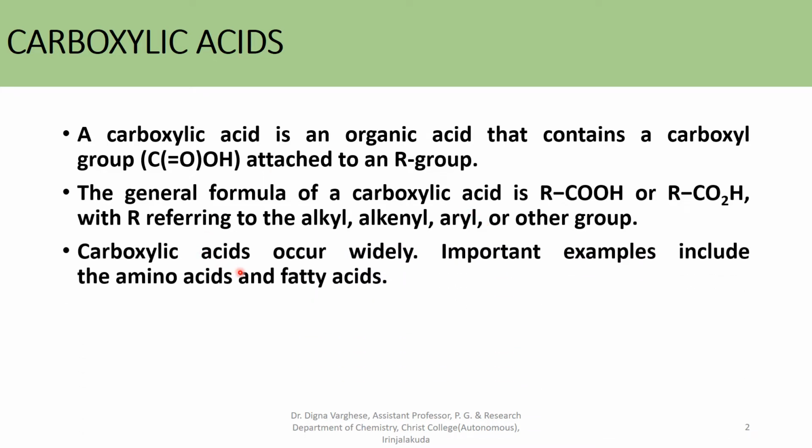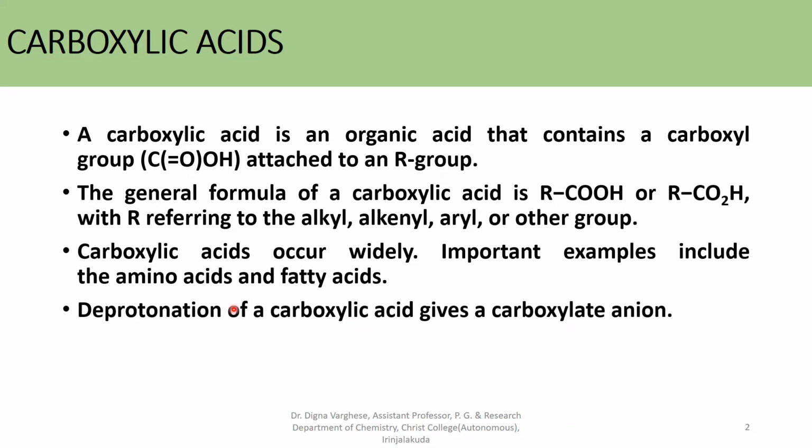Carboxylic acids occur widely. Important examples include the amino acids and fatty acids. Deprotonation of carboxylic acids gives the carboxylate anion. That is, deprotonation means removal of H plus from the acid group, and therefore it forms RCOO minus, the carboxylate anion.